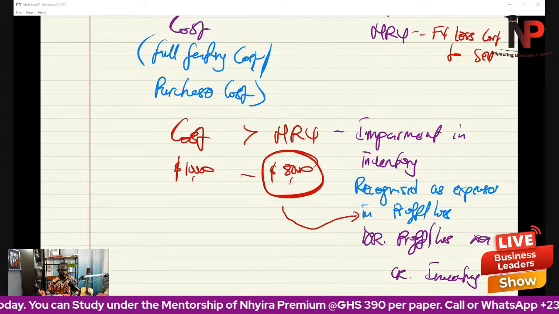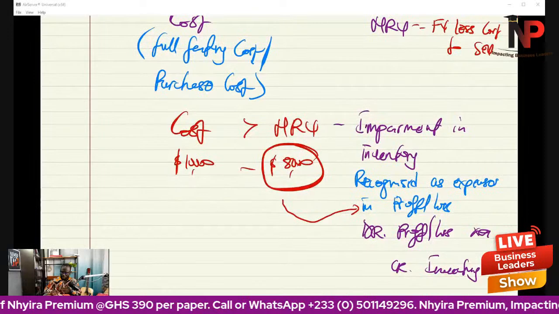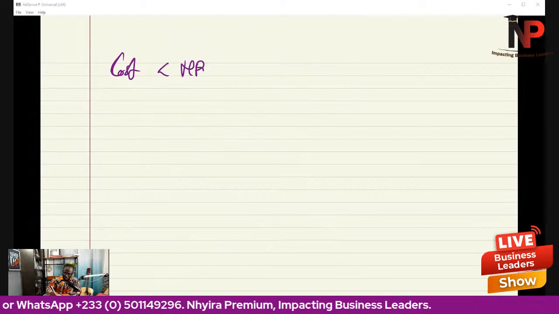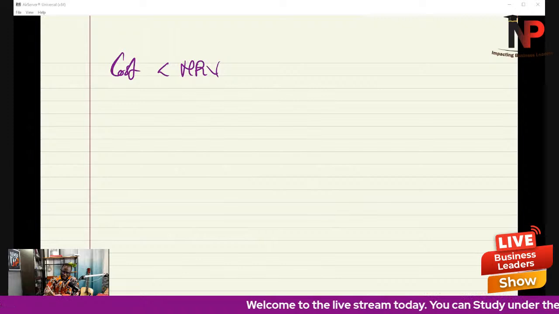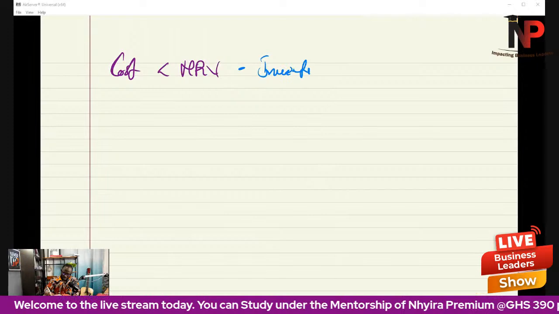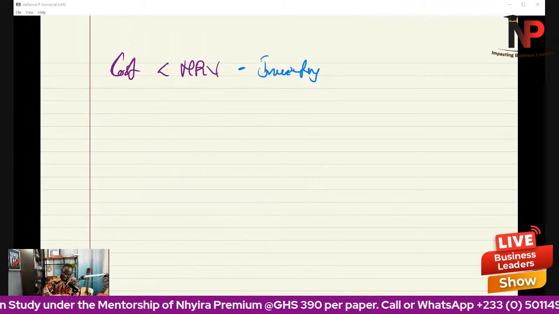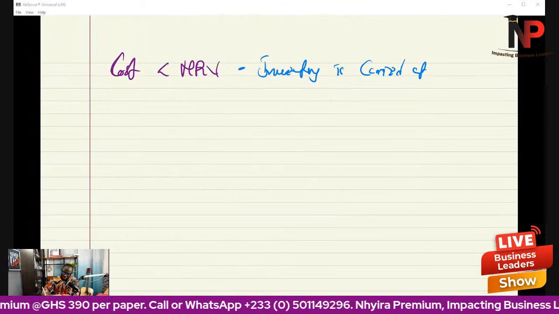Now, the opposite is true. What is the opposite? If the cost of the inventory is less than the net realizable value, you don't say, oh, let me carry it at the net realizable value. Nope. If the cost of the inventory is less than the net realizable value, the inventory is carried at cost, definitely. You don't treat it as revaluation of assets. So the inventory is carried at its cost.